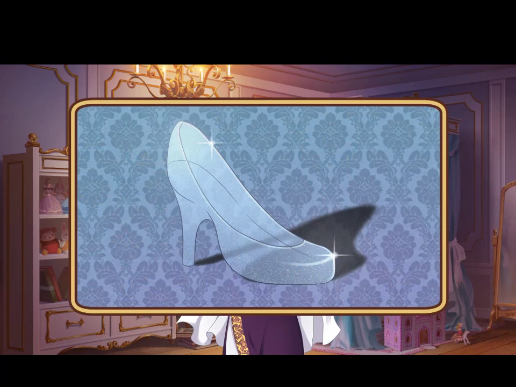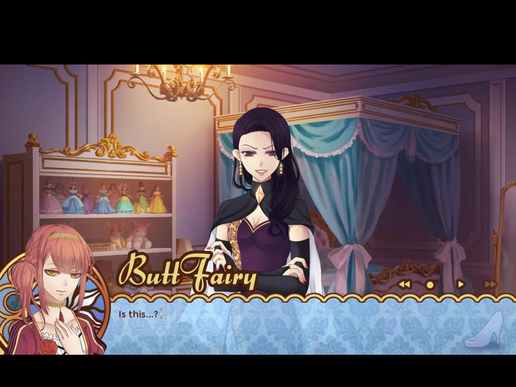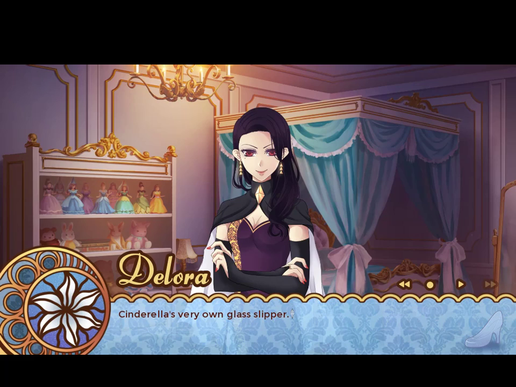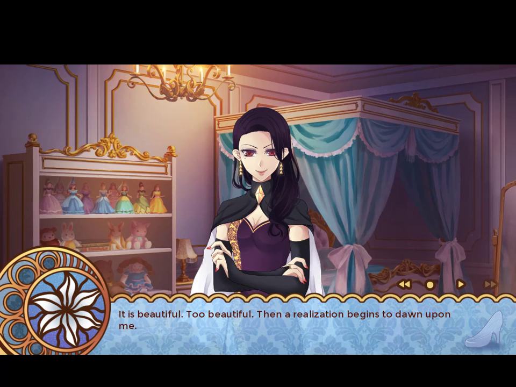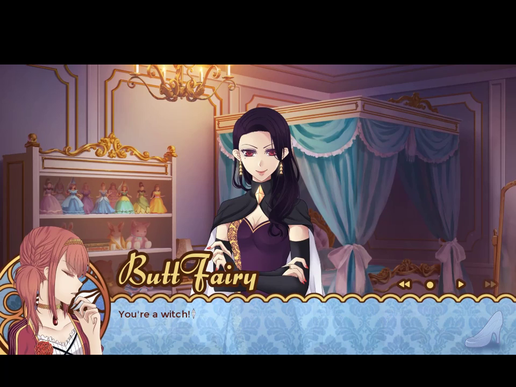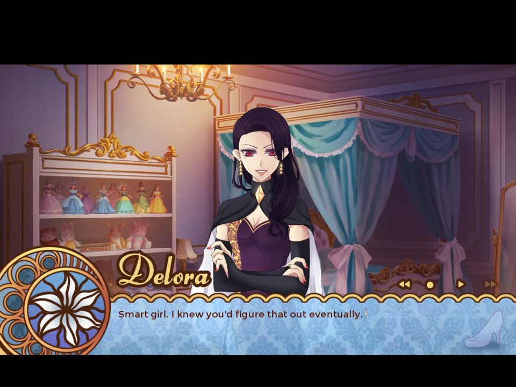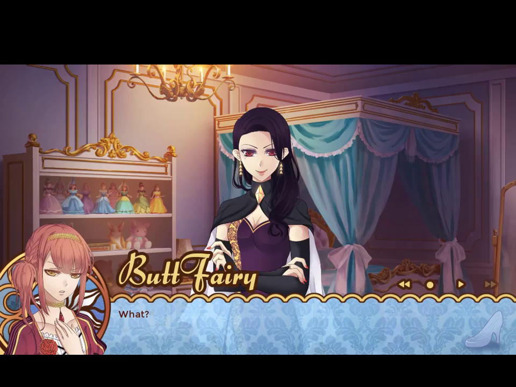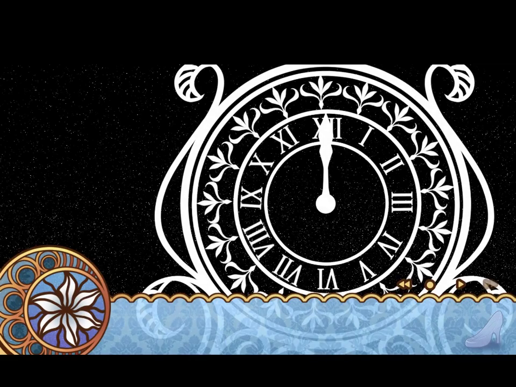Ooh, glass slipper. Is this Cinderella's very own glass slipper? It's beautiful. Too beautiful. Then a realization dawns. You're a witch! Smart girl. I knew you'd figure that out eventually. Now it's time to say goodbye to your precious crown. What? Sweet dreams, Cinderella.